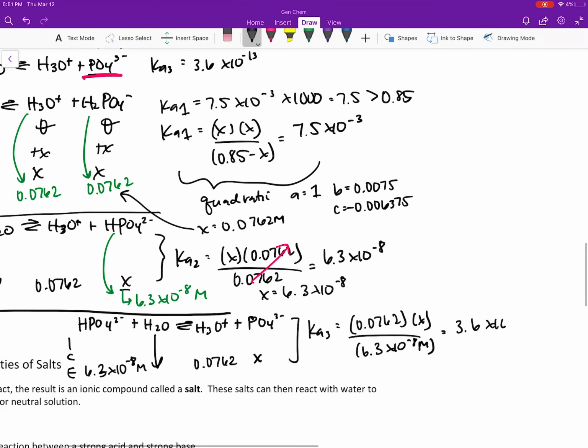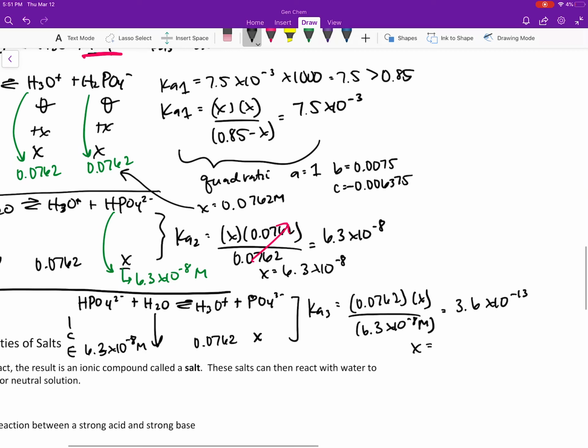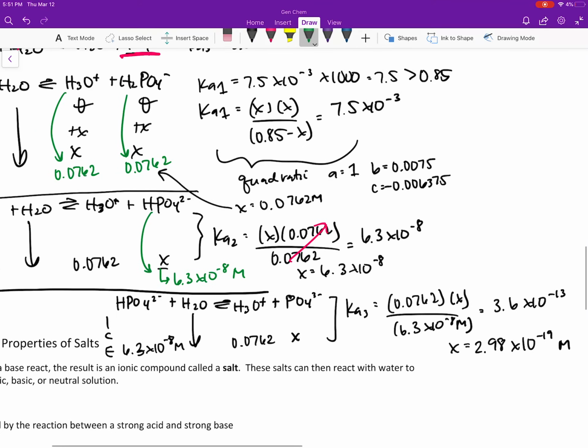Now remember, these are not values to memorize. I would give you these values on a test, so I'm not expecting you to memorize them anyway. And the x value that you should get is 2.98 times 10 to the negative 19th molar, which we would expect because it's got a very, very small Ka value, which means there's not a lot of that product anyway.